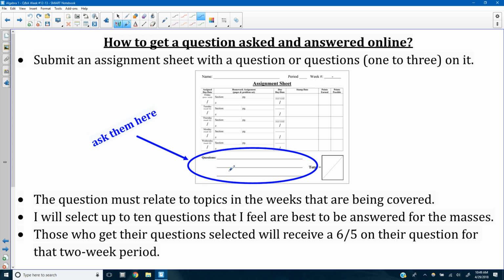Now again, not too many graphing questions were asked, and some other ones really were not something that needed to be answered on here, at least not compared to some of the other ones. And those who get their questions selected will receive a 6 out of 5 on their question for that 2-week period. A nice little extra credit bonus point is pretty good incentive for some people. Let's go ahead and get started.